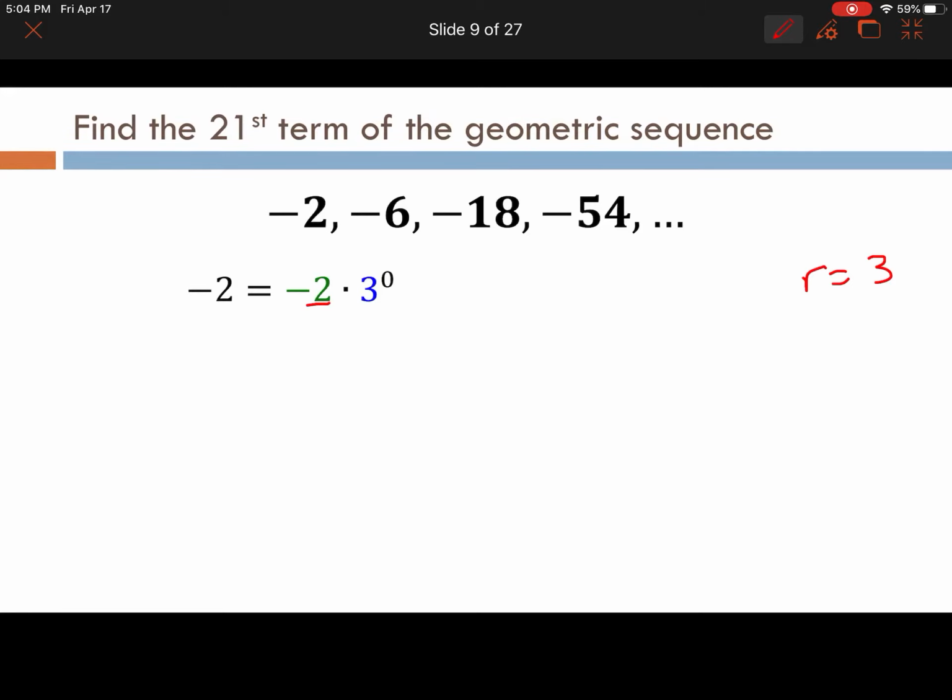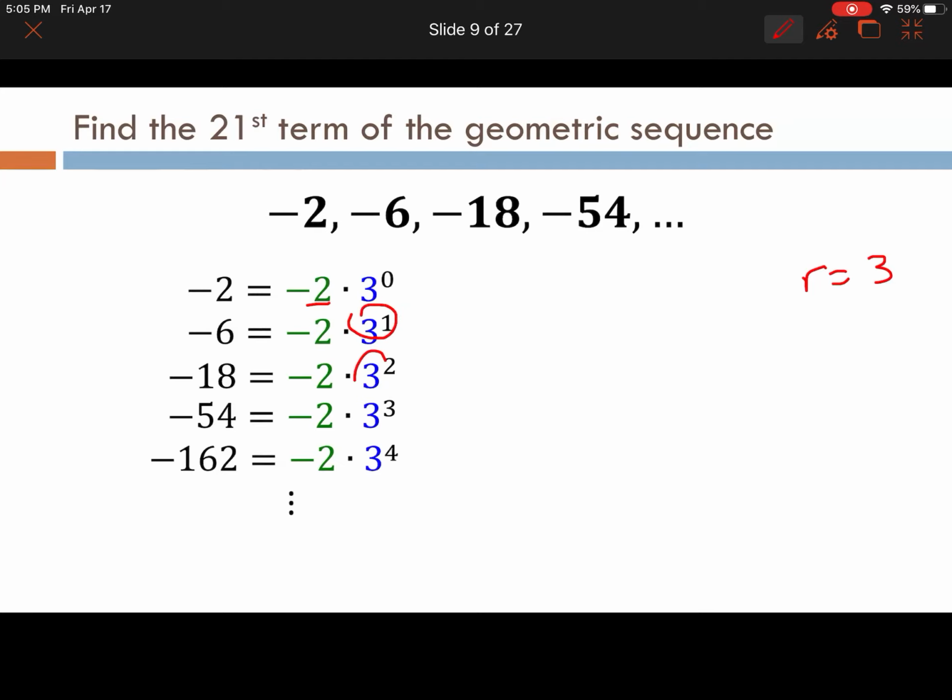Here, this would be a sub 2. This would be a sub 3. Here's a sub 4. The very next one would be negative 162. And you notice that every time I'm just including an additional r, right?